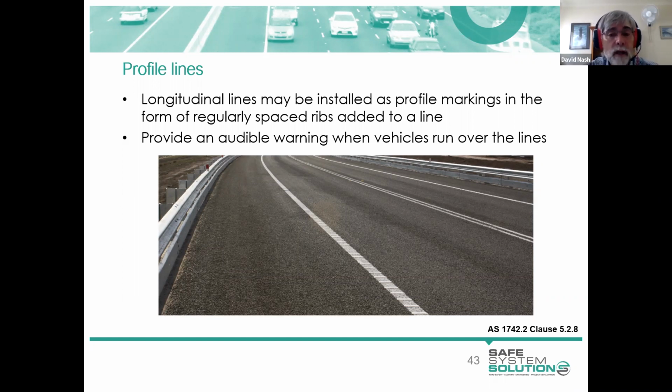Now, profiled lines, as well as being possible on the edge line, are also possible on the dividing line, if it's a continuous dividing line or a double line dividing line. If it's a broken dividing line, then you can make white ribs on the white lines and black ribs on the bits of pavement between the stripes, or even indentations rather than ribs going up. So there's various versions of that, and I think there's a few design notes that VicRoads puts out about that.